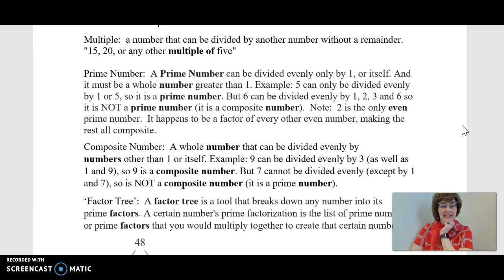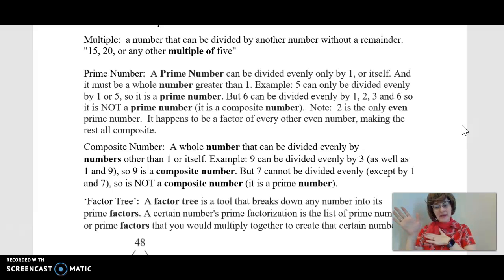Prime number is the next term. A prime number can be divided evenly only by 1 and itself, and it must be a whole number greater than 1. For example, 5 can only be divided evenly by 1 or 5, so it is a prime number. But 6 can be divided evenly by 1, 2, 3, and 6, so it is not a prime number. It is a composite number.